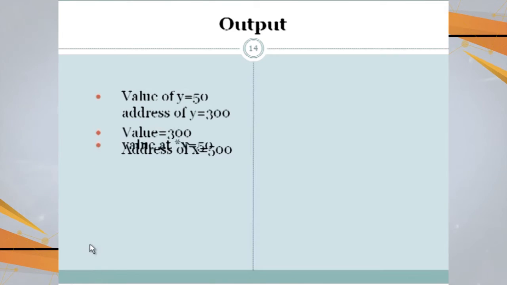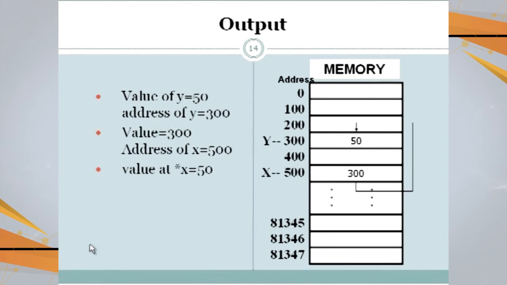So *x will give the same result as y, because this time x is a pointer variable that has held the address of y. So in that case we will receive the same output in our example. Address of y, value of x is 300, that is the address of y, and address of x is 500, that is its own address, and value at *x is 50.